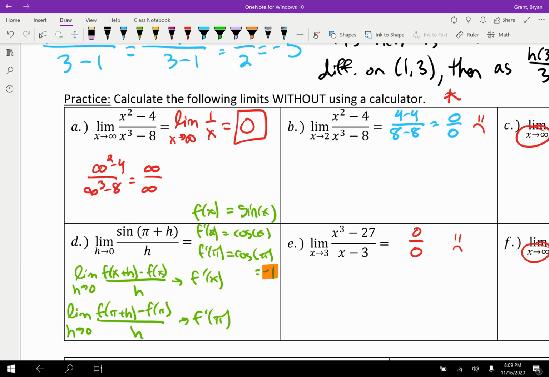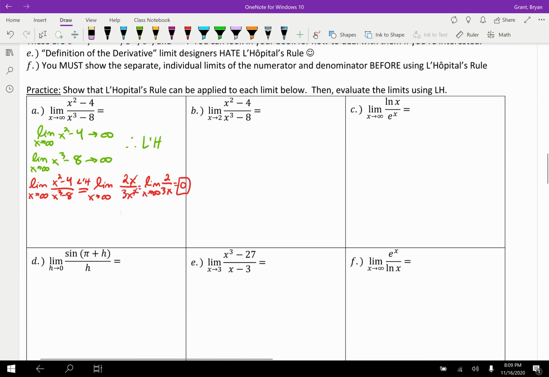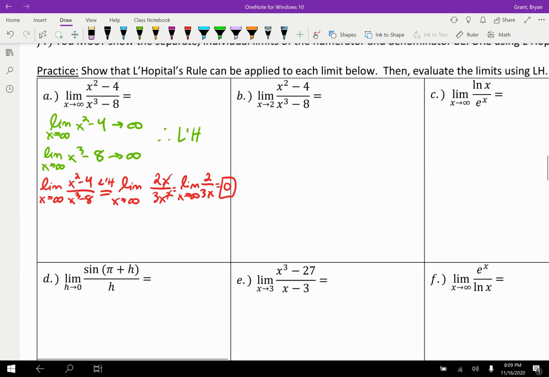Hopefully you would use dominance because it is faster. There are certain scenarios, though, like B, where you have to use L'Hopital's rule. So here we go. L'Hopital. First, we need to check or show that each of these limits is 0, and they are 0 in this case. X cubed minus 8 equals 0. Therefore, you can apply L'Hopital's rule.